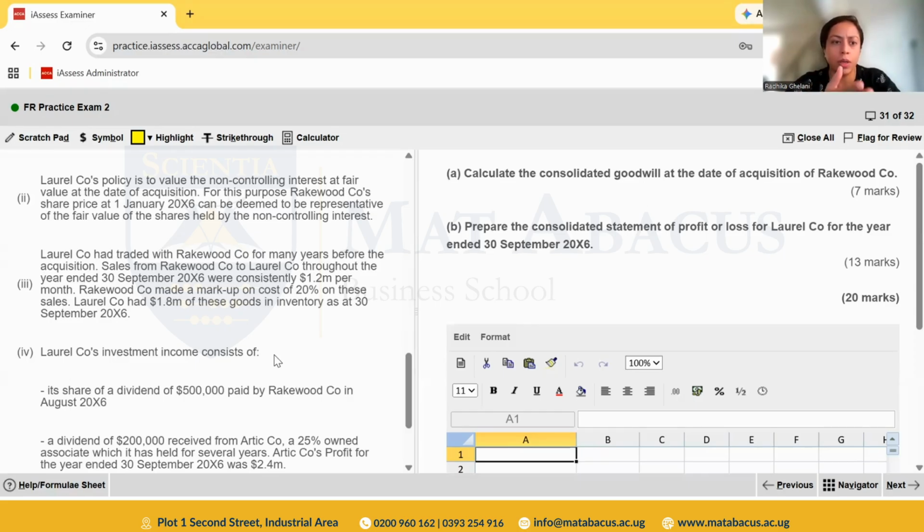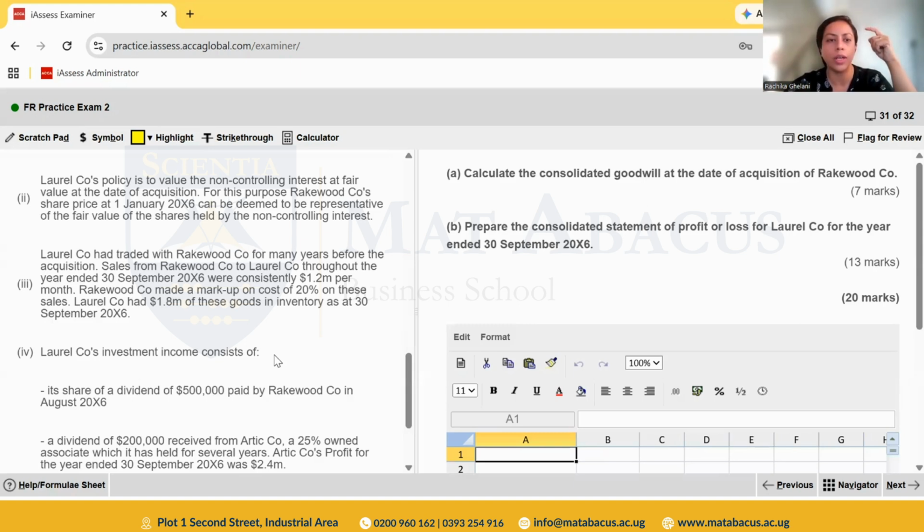Why? Because remember, when Rakewood was selling to L'Oreal, they were adding a profit markup of 20%. But from the group perspective, the inventory is in L'Oreal's books, the unsold goods. The inventory has been valued at the cost plus 20% profit that Rakewood made on the sale. But think of it from a group perspective. Can I sell to myself and make a profit?